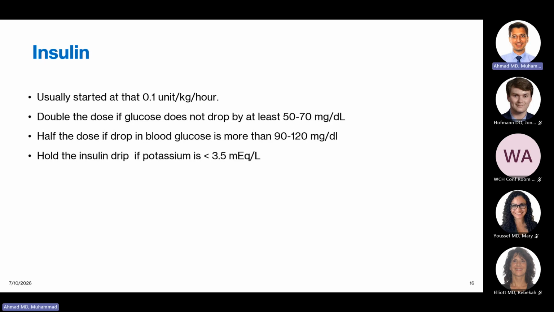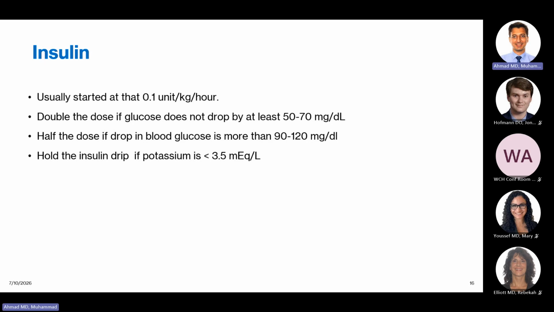Okay. Good. And we have to halve the dose if you see the blood glucose drop is more than 90 to 120 milligram per deciliter per hour, whatever the amount that we are checking. Why don't we want to drop the blood glucose so much right away? Because of the osmotic shifts. We don't want the osmolarity dropping as soon as possible; we have to give some time. Sudden osmotic shifts, if we drop a significant amount of osmolarity right away, can lead to cerebral edema.